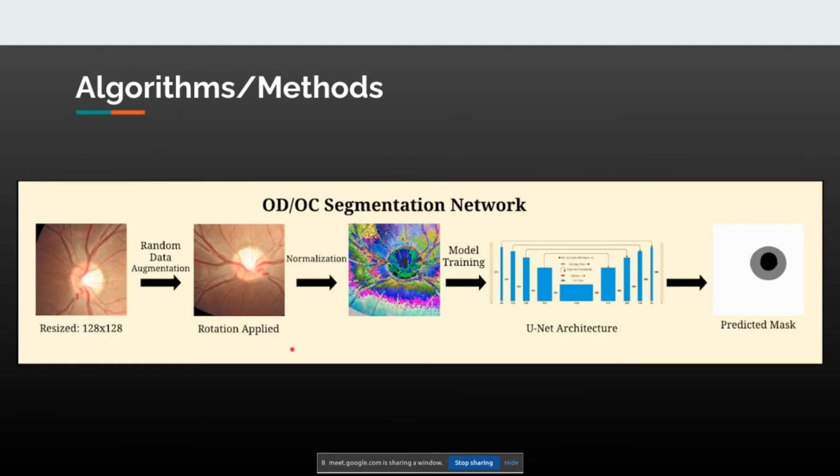After the image augmentations are applied, the images are then normalized just to ensure that each pixel in each color channel has similar data distribution. After the normalization process is done, our images are then fed through our architecture, which then spits out the predicted mask.